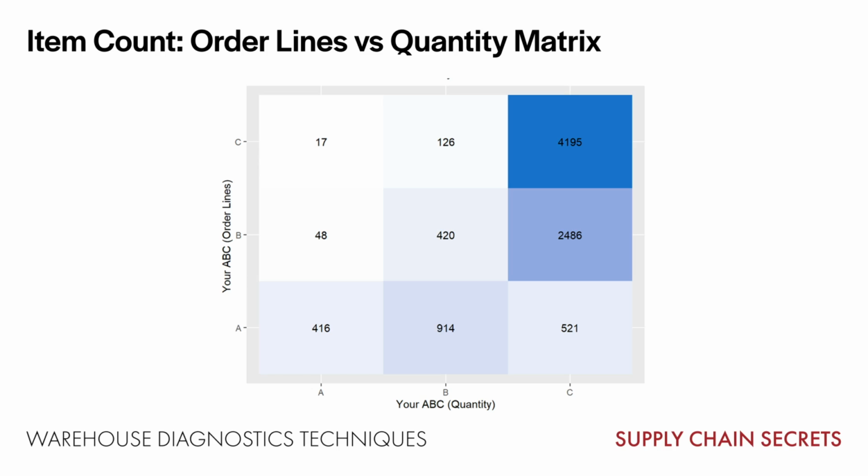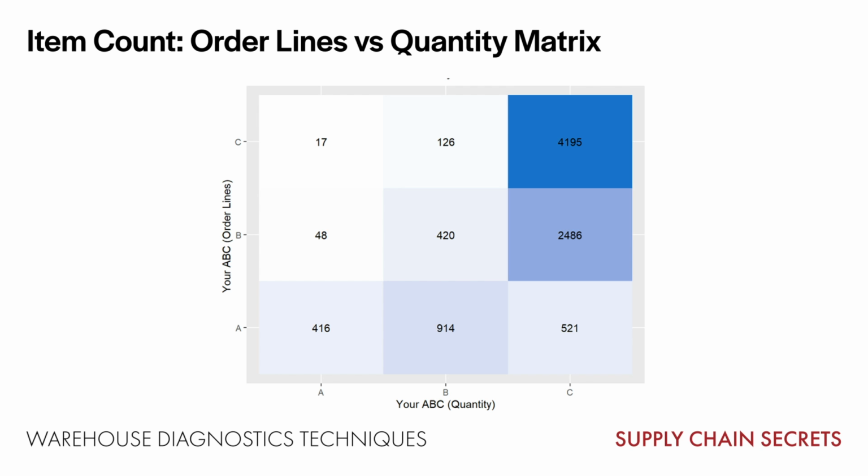Why am I showing you this? Because it's important to do a Pareto of order lines as well as individual items, because sometimes you can get a slightly different result. And we're going to see that on the next slide, because this slide you may not have seen before.